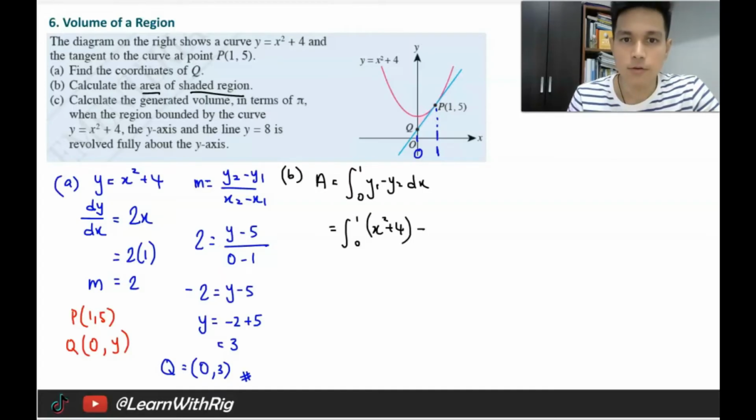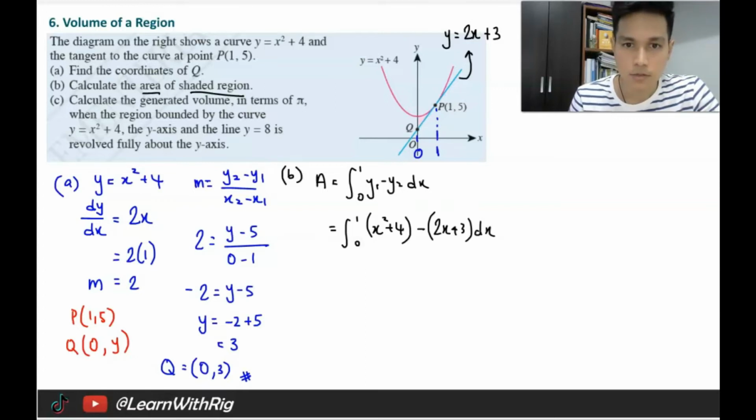Minus, so now you have to find the equation of the straight line. How do you find the equation of the straight line? y equals mx plus c, correct? And you already know what m is, and you also know what c is. c is the y-intercept, correct? That means the coordinate Q. So the straight line here would be y equals 2x plus 3, because mx plus c, right? The c value is 3. You've already found it. So you just substitute here, 2x plus 3.